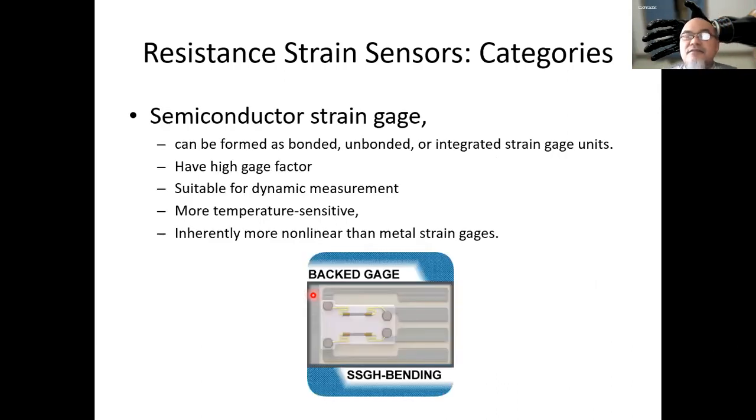Another type is what we call a semiconductor strain gauge. This is made from semiconductor. It can be made using single crystalline, monocrystalline silicon in either N-type or P-type. It could also be made using polycrystalline silicon. You already know the difference between polycrystalline and single crystalline from the material course. So the semiconductor strain gauge can be formed as a bonded, unbonded, or integrated strain gauge unit.